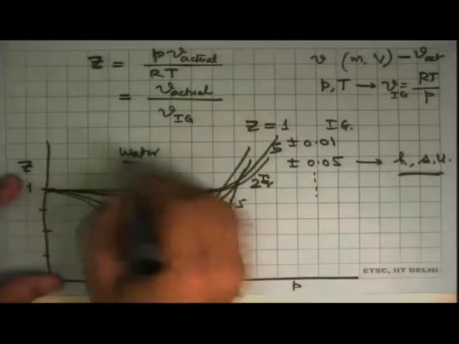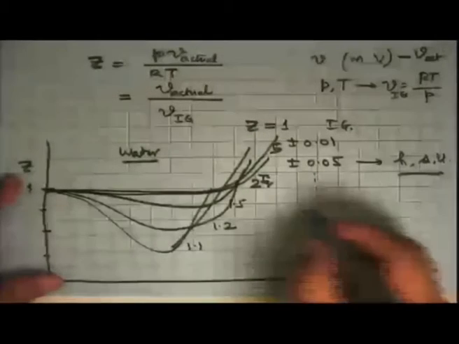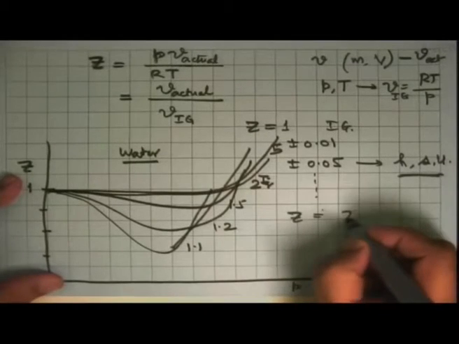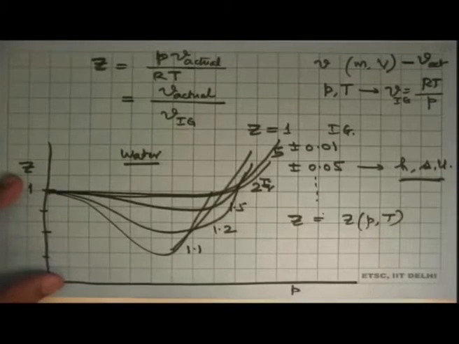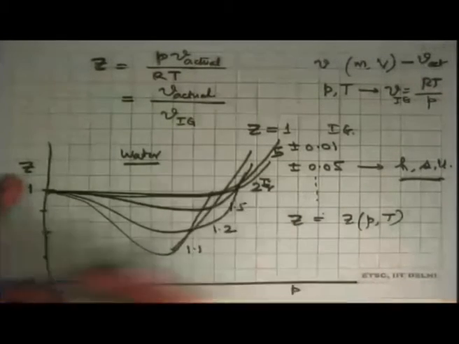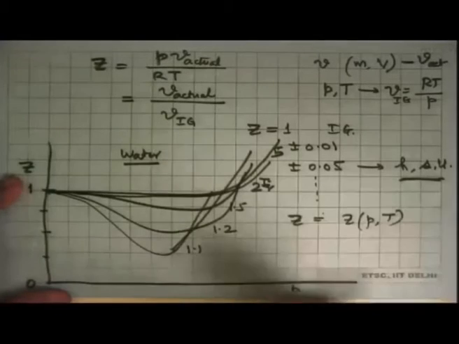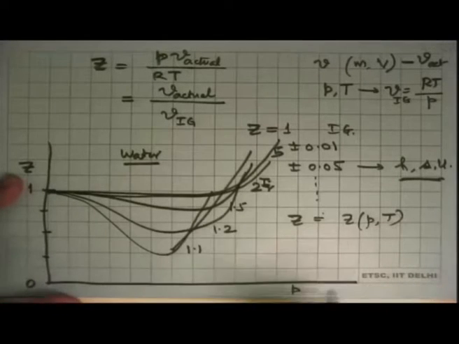And if this was a plot for water and we could get Z as a function of pressure and temperature, then we would have to get a similar plot for butane, another plot for oxygen, another plot for everything else. And life would be very, very complicated.